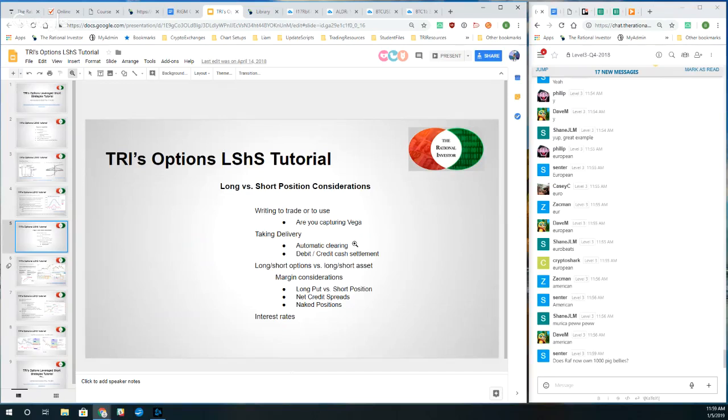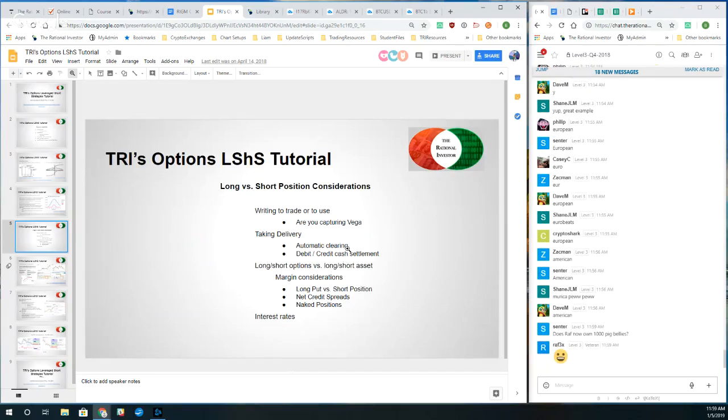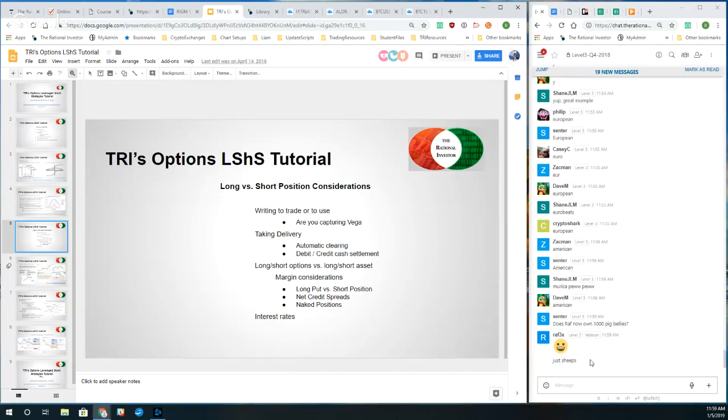I don't think, Raph, you don't have 1,000 pigs running around your backyard, do you? There he is. If you want to learn about Raph's experience, just sheep. All right, I'll let you PM him, and if he wants to talk to you about his experience in getting automatically exercised, he can talk to you about that.